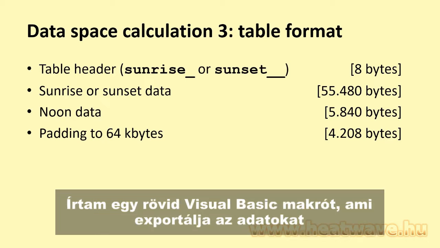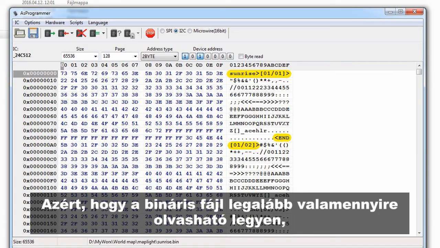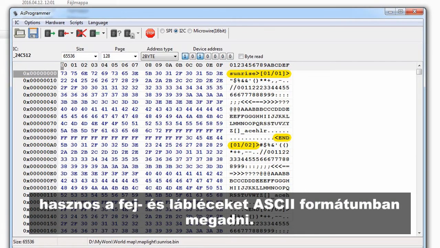I wrote a simple Visual Basic macro that exports the time data from the Excel sheet in the specified format. To make the binary data file somewhat readable, it is useful to have the headers and footers in ASCII.